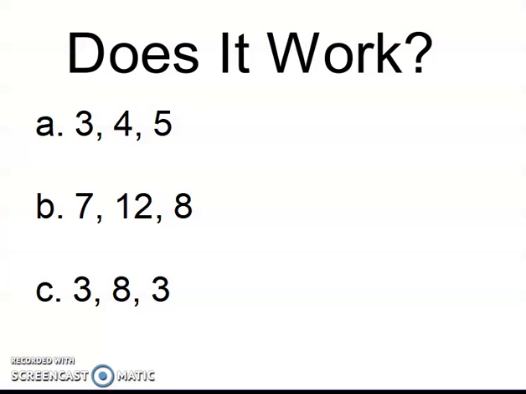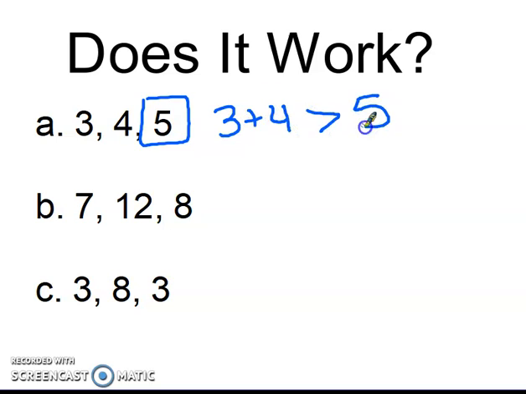If we look at the examples on your paper, the first example we have is 3, 4, 5. Again, look for that biggest number. In this case, 5 is my biggest number. So I'm going to add my 2 smaller numbers. That needs to be greater than my biggest. Well, 3 plus 4 is 7. 7's bigger than 5. So yes, the sides 3, 4, 5 do make a triangle. And that's all we want to know. Do they make a triangle?